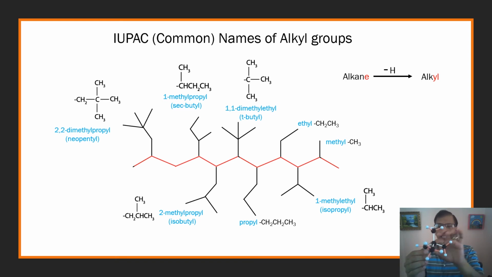Since it's a side chain, it's called propyl. Then there are two methyl groups attached to carbon atom 2. So this is carbon atom 1, this is carbon atom 2, this is carbon atom 3, and these two are the substituents on carbon atom 2. That's the reason it's called 2,2-dimethylpropyl. Neopentyl is the common name.